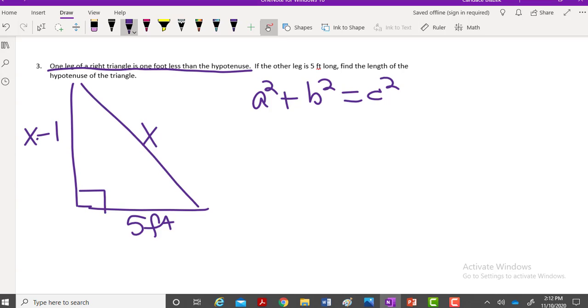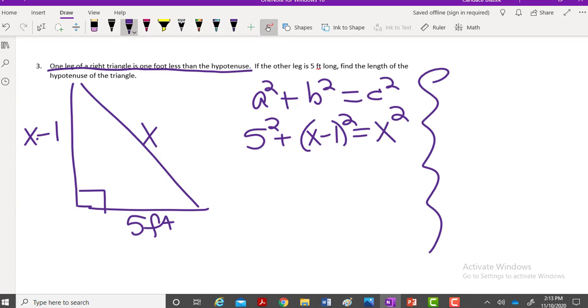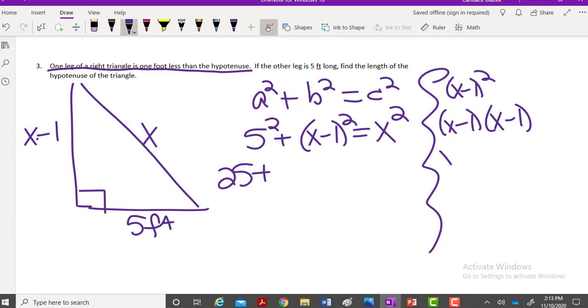Right? So let's go ahead and put the information in that we know. One leg is 5 squared plus the other leg, x minus 1, so x minus 1 squared, and it'll be equal to the hypotenuse, x squared. All right, scratch paper needed to simplify, because I have to figure out what x minus 1 quantity squared is. I need to clear the parentheses. So x minus 1 quantity squared is the same as x minus 1 times x minus 1. You can go ahead and FOIL if you like, or you can see that this simplifies to x squared minus 2x plus 1.